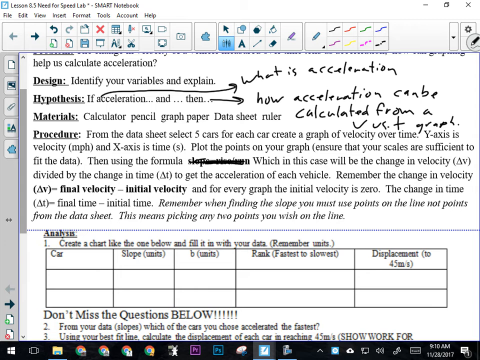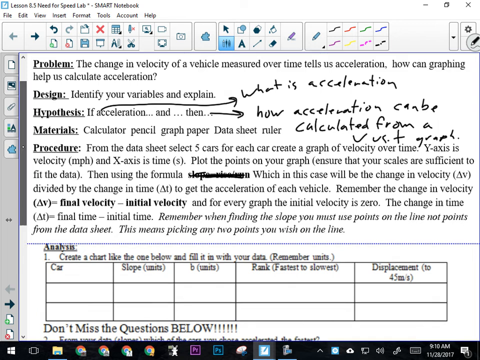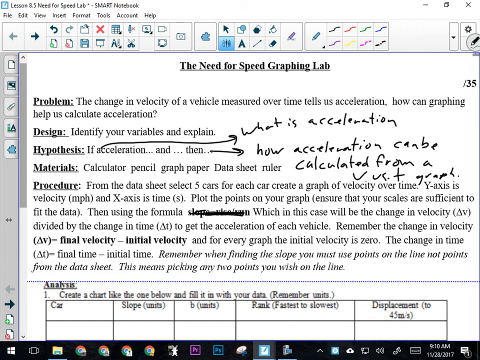Pardon me? Yep, that's why it's also in the hypothesis. In the hypothesis where you tell me how you're going to do it, right?